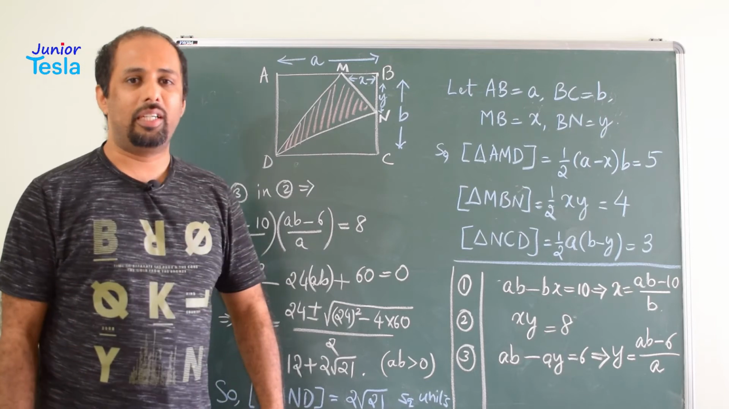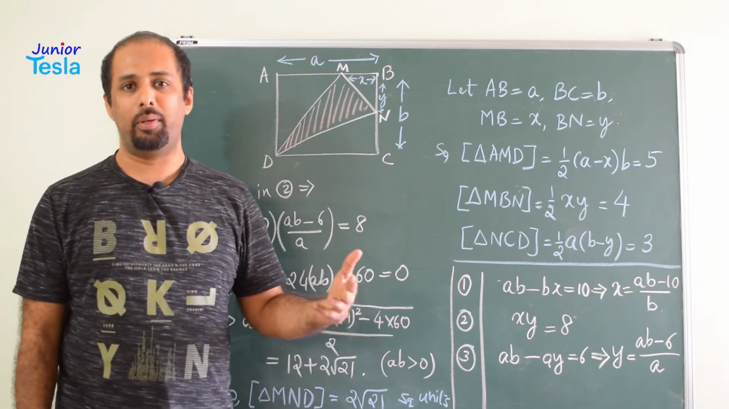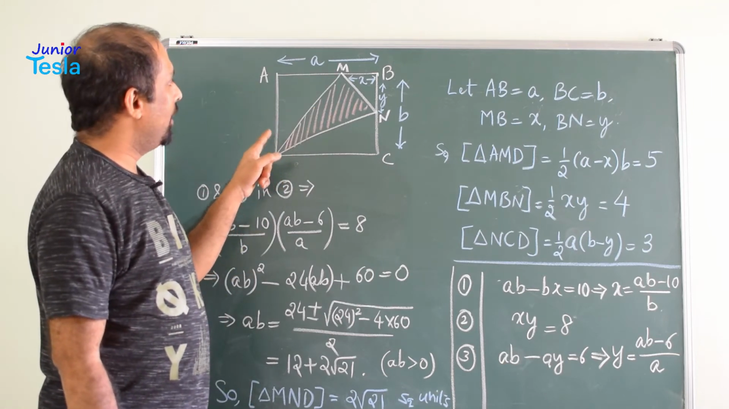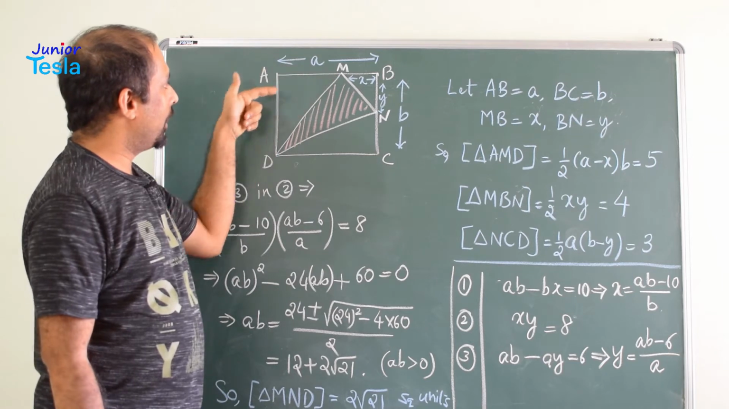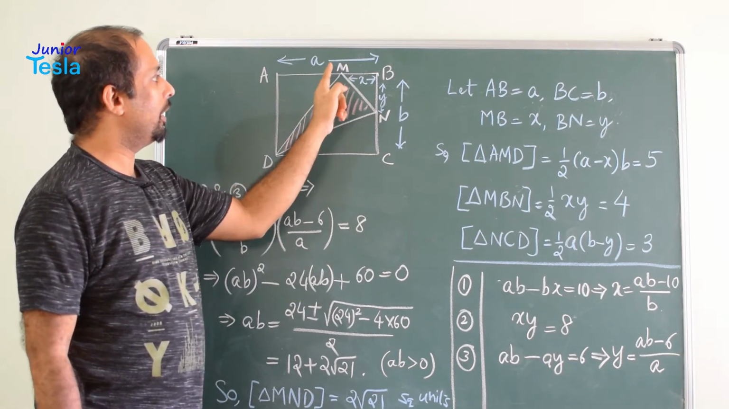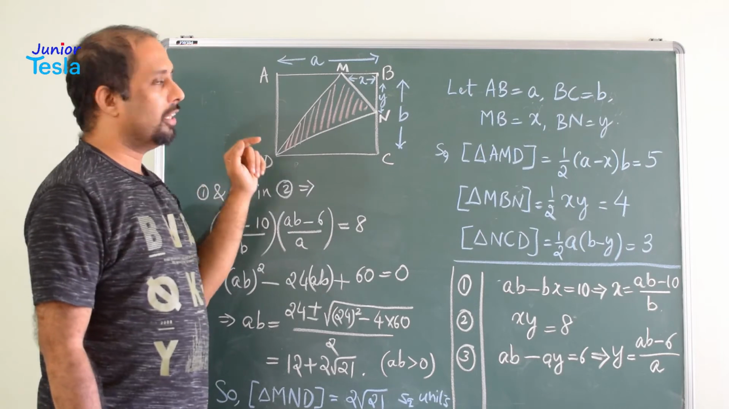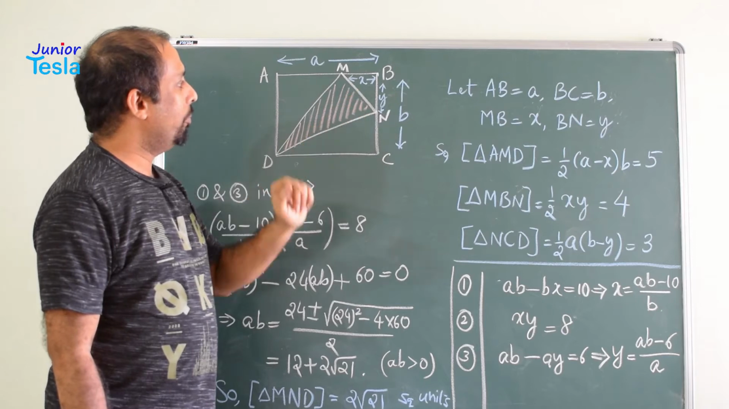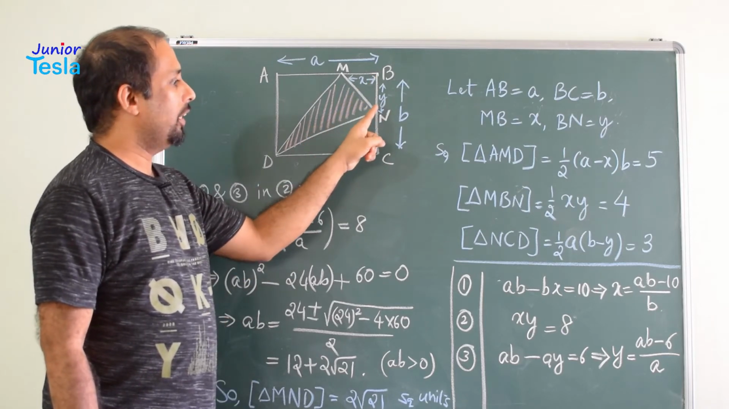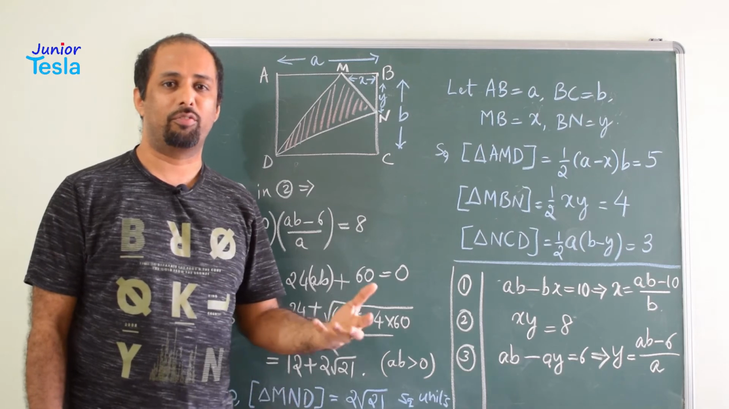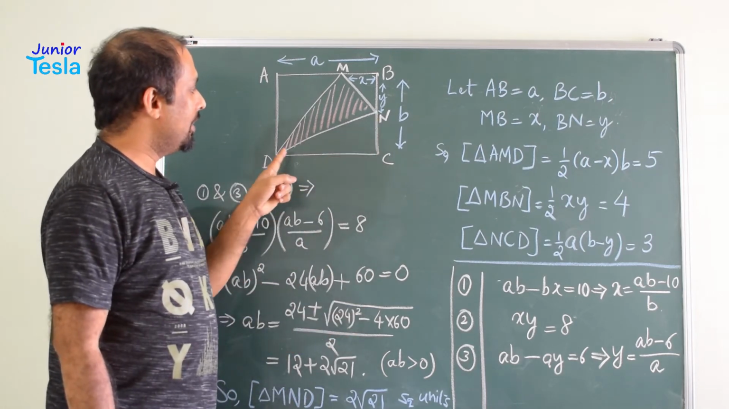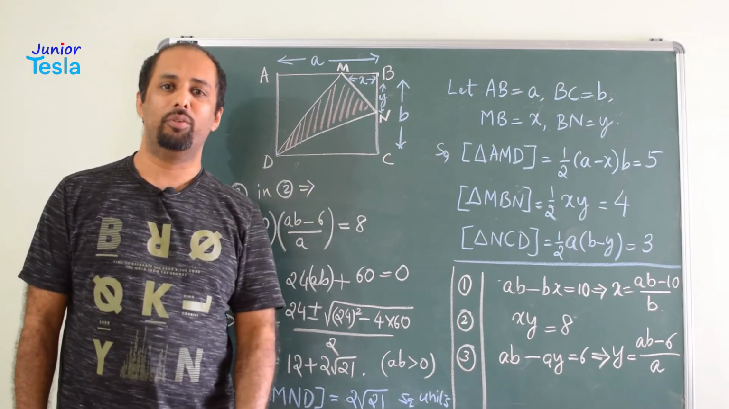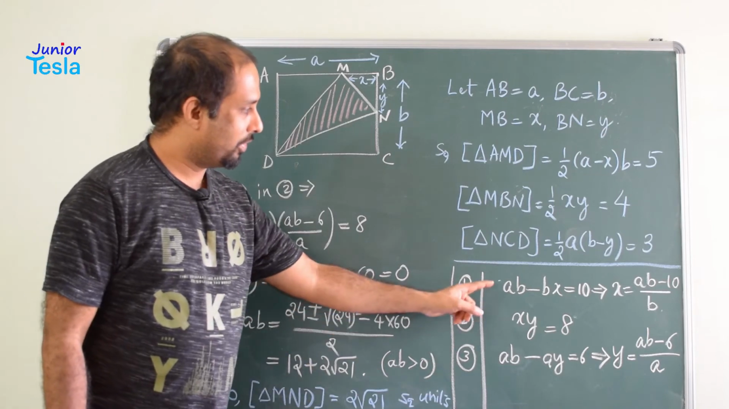Now let us try to write the areas of all these 3 triangles in terms of a, b, x and y. The area of AMD is half into length into breadth. Here the length is nothing but a minus x, and the breadth is b. So it is half into (a minus x) into b. Now the area of triangle MBN is x into y into 1 by 2, so it is half xy. Similarly, triangle NCD has area half into a into (b minus y). So we got the areas of these 3 triangles.